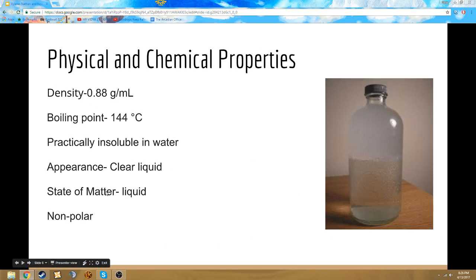Okay, state of matter, liquid, and it is a nonpolar substance. Up here is the xylene, and down here is the water. As you can see, the two do not mix because xylene is insoluble.